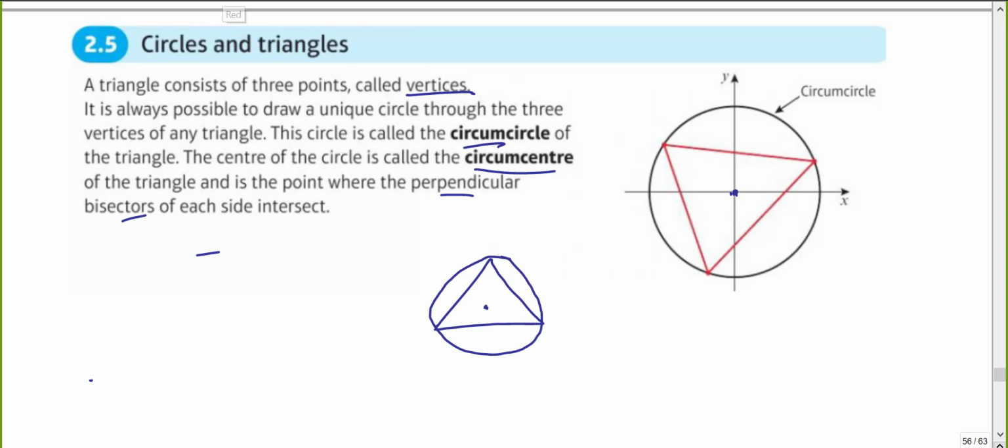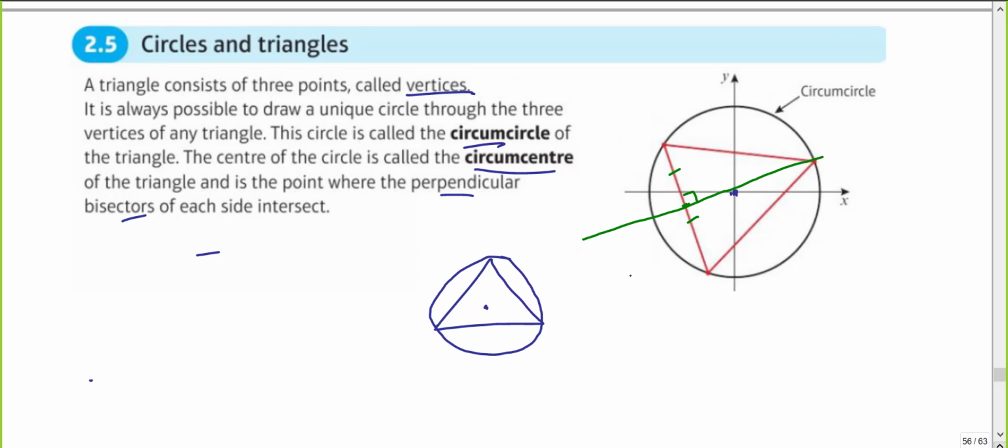If you draw perpendicular bisectors to the chords, what chords? Here we have 3 chords. The 3 sides of the triangle are called chords. These are chords. If you draw perpendicular bisectors for each one, you go to the midpoint like this. This is the midpoint of this chord. And you draw a perpendicular line this way. So this is perpendicular.